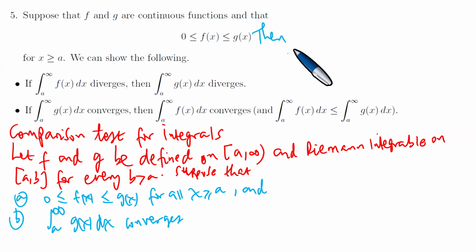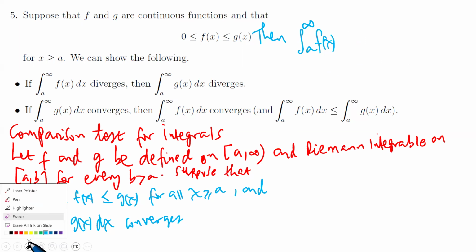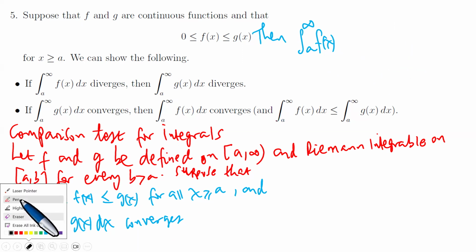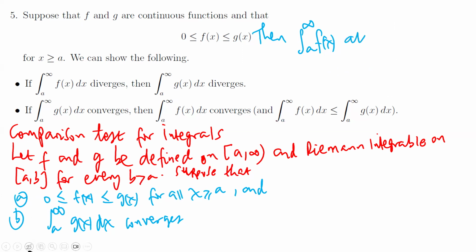then the integral from a to infinity of f of x dx converges. We then say this integral here also converges. Yes, f of x dx also converges.